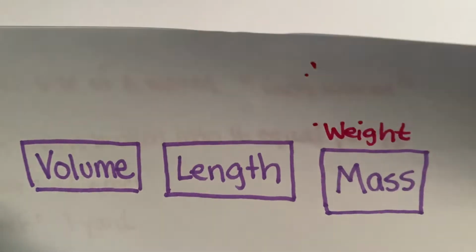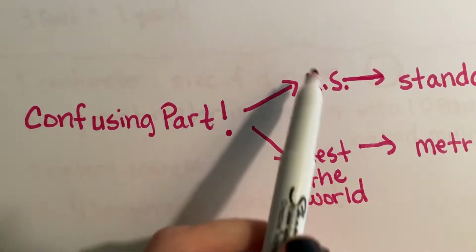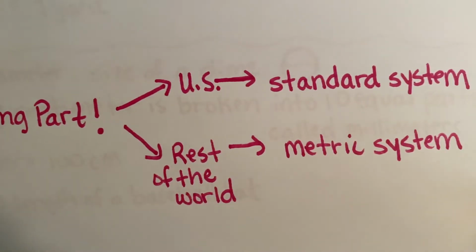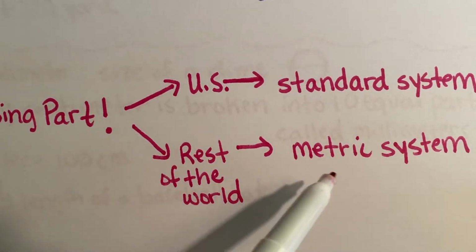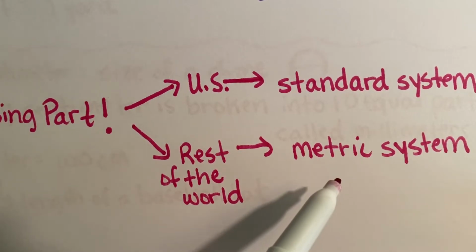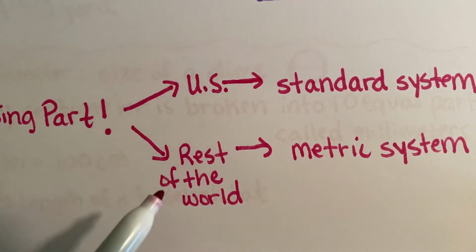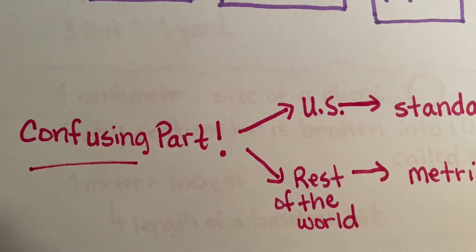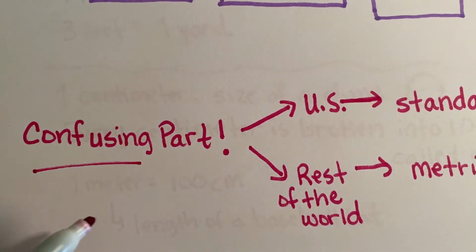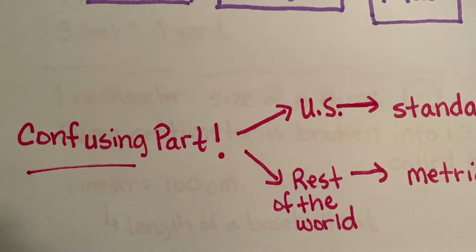Here's the confusing part about measurement. Very confusing. The United States uses a system called the standard system, but the rest of the world uses the metric system. And so if you live in the United States, you have to know both, and that becomes just a little bit confusing. But through this video and two other videos that I picked out from YouTube, I'm hoping to lessen that confusion. So let's start here.